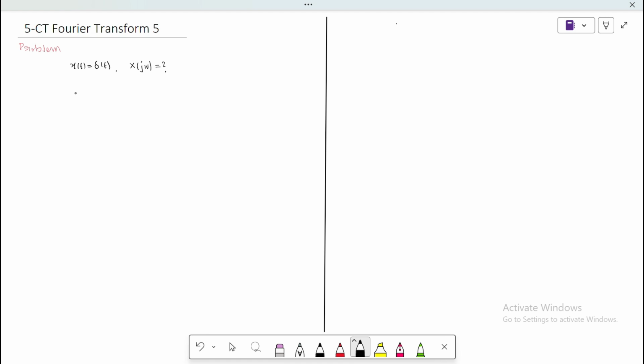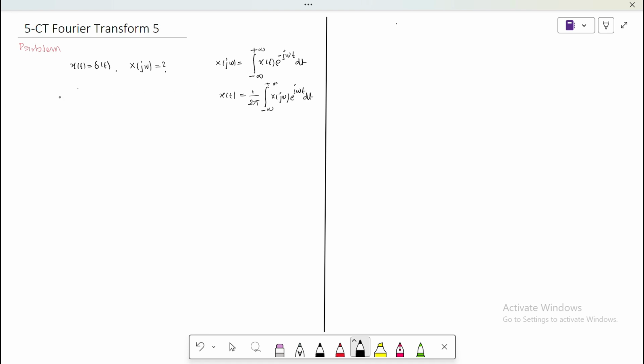So this Fourier transform formula, X of j omega formula. First I'm writing X of j omega. That formula equal to integral minus infinity to plus infinity x of t into e power minus j omega t into dt. Inverse Fourier transform x of t is 1 by 2 pi integral minus infinity to plus infinity X of j omega e power j omega t into d omega.